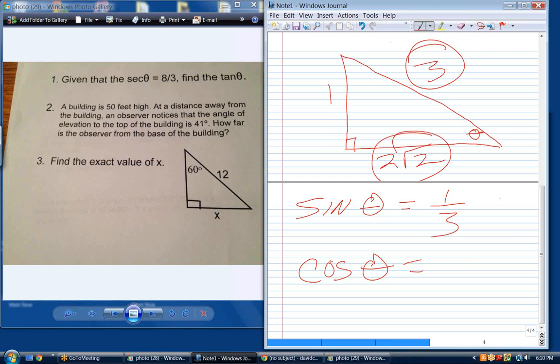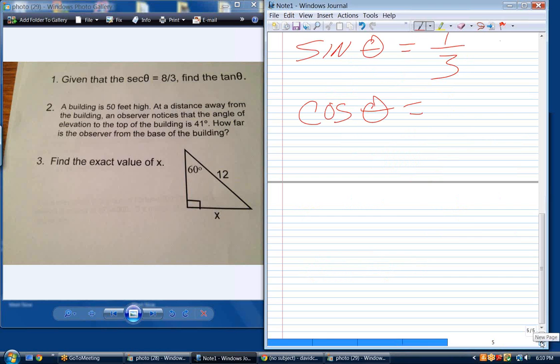All right. Let's look at number 2. A building is 50 feet high, and they're always perpendicular to the ground. At a distance away from the building, an observer notices the angle of elevation to the top of the building is 41 degrees. Okay, this is 41 degrees here. How far is the observer standing from the base of the building?